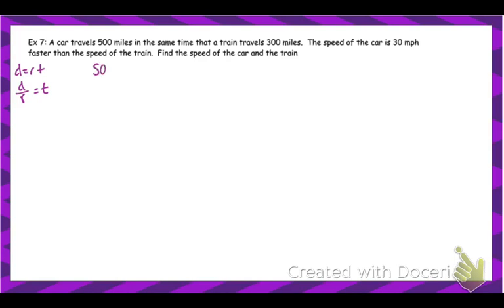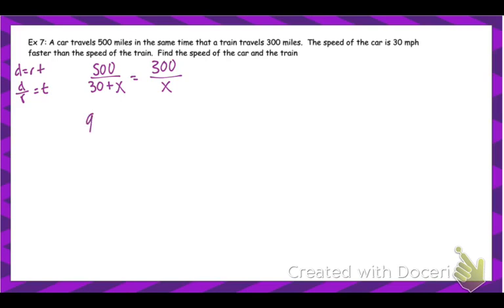So the car is 500 miles over some rate. We don't know what that rate is, but we know that it's 30 miles per hour faster than the train. We know that the train is traveling 300 miles over whatever that rate is. We know that they're equal. Again, distance divided by rate gives us time, and those times are equal. It takes them the same amount of time to do those things. At that point, your rational function is set up, and then we just need to solve from there.